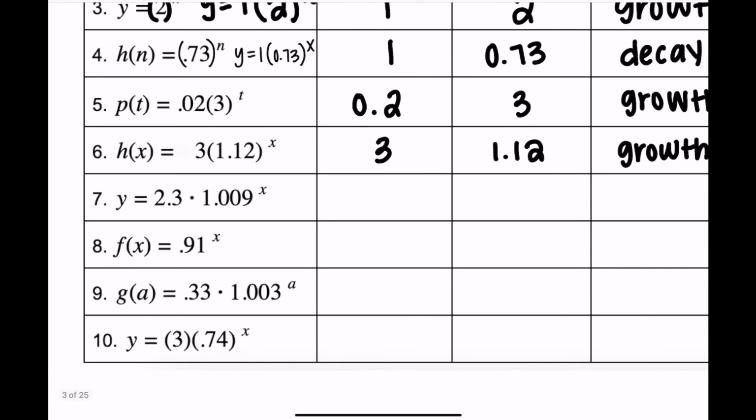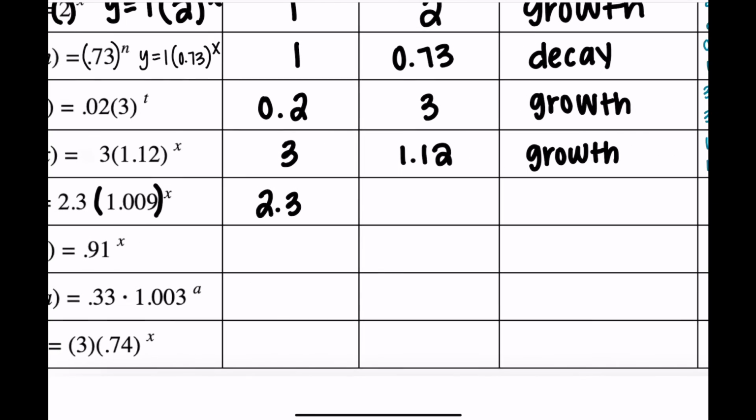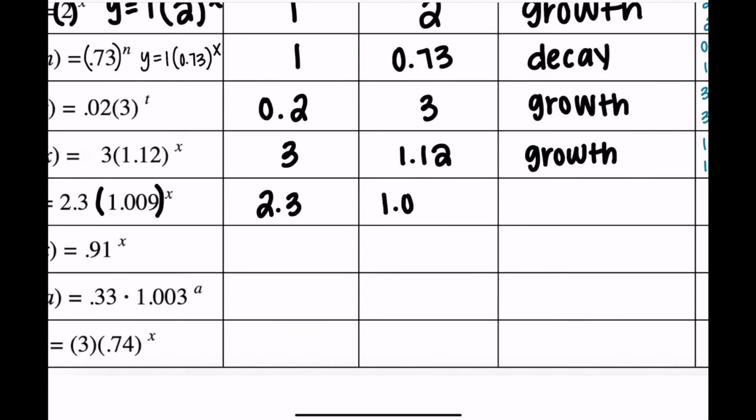Okay, number 7. Our base, now notice this equation is written a little bit differently. This dot in the middle still represents multiplication. So if you need to rewrite it with the parentheses, that's perfectly fine. That doesn't change anything about this function. So our initial value is still 2.3. The base is still 1.009. And since 1.009 is still a little bit greater than 1, that is still growth.